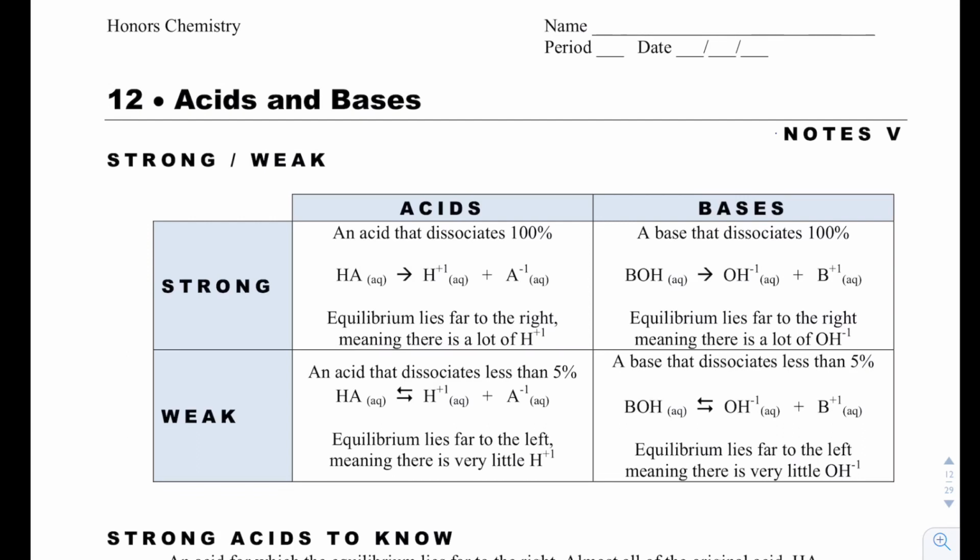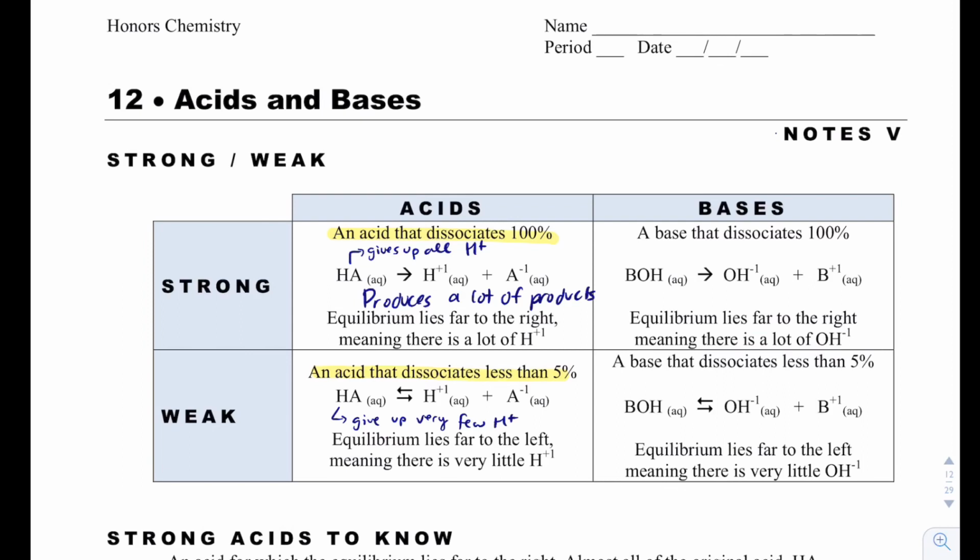A strong acid is an acid that dissociates 100%, meaning if I have HA, this gives up all the H pluses that it has. A weak acid is an acid that dissociates less than 5%. So this HA will give up very few H pluses, and so we would see an equilibrium arrow because it doesn't really produce that many products. This produces a lot of products.